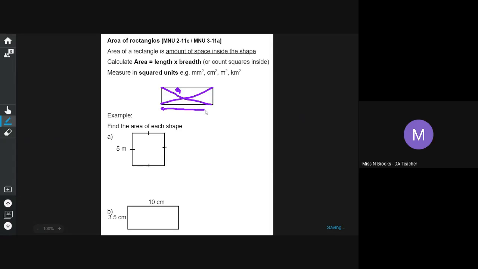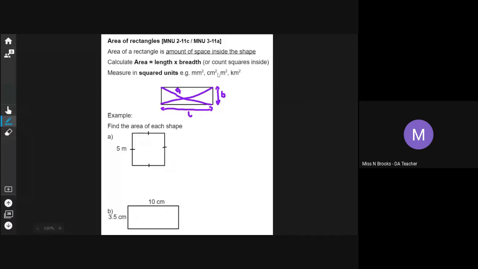If we say that this dimension here at the bottom is the length, and we'll use the letter L to abbreviate it, and then this is the breadth, or sometimes it's referred to as the width. So area is the length multiplied by the breadth. Now we measure this in squared units, so it's millimeters squared because we will be multiplying millimeters by millimeters.